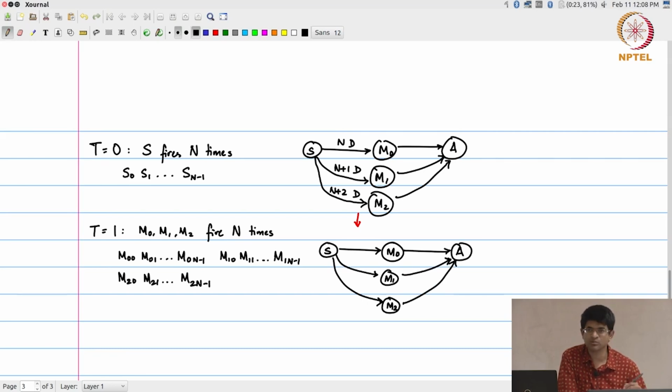I have consumed n tokens from the M0 input. Therefore, how many tokens are left on the S to M0 arc? 0. Nothing is remaining over there. But now there will be correspondingly n tokens on the M0 to A arc. I had n plus 1 on S to M1, I consume n of them, therefore I will be left with 1 over here and n tokens on the M1 to A arc. And similarly, S to M2 I will have 2 tokens remaining over here and n on the output arc, right?